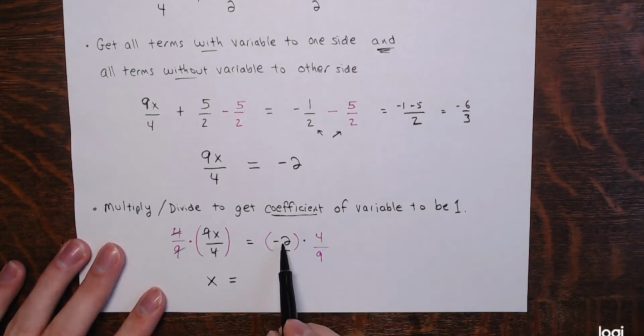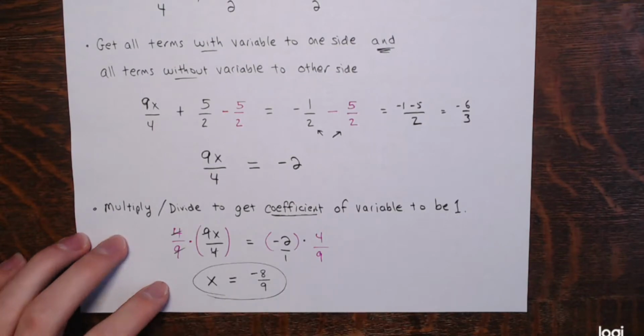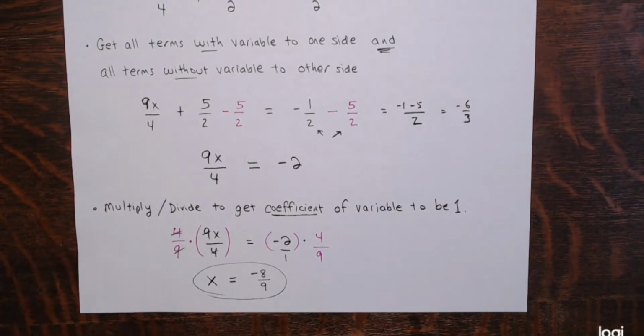It's -2 times 4 for the numerator, -8. And then 1 times 9, 9 in the denominator, and there you go. X is alone. We have the solution. X equals -8/9.